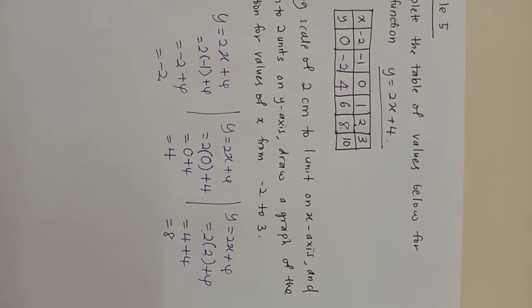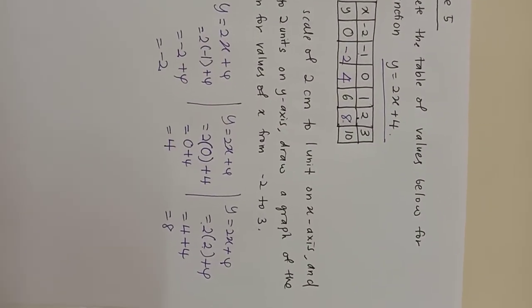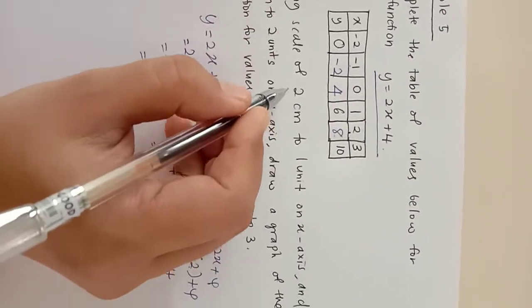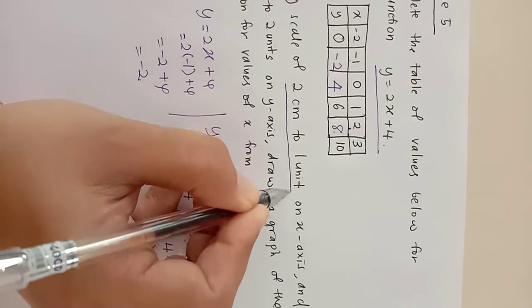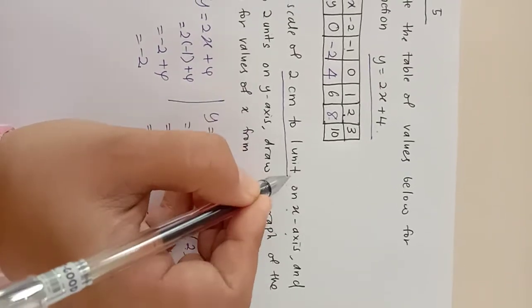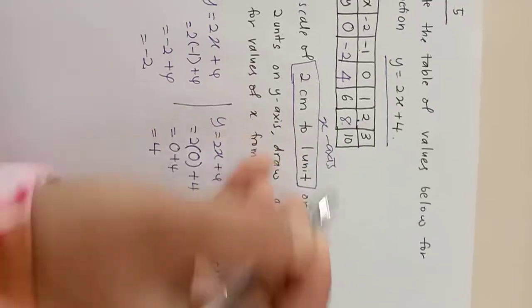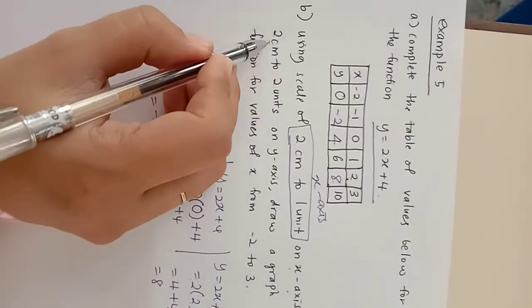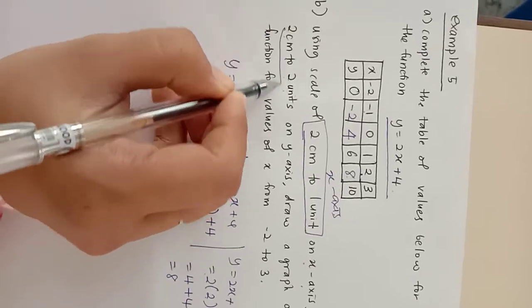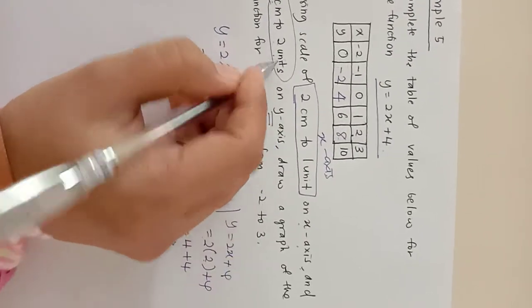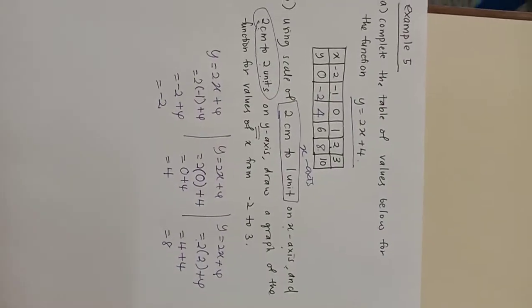Okay, from the question, if you look carefully in example number 5, it needs you to use the scale of 2 cm to 1 unit on the x-axis. So this is for the x-axis. And 2 cm to 2 units, we highlight here, on the y-axis. So this is for the y-axis.